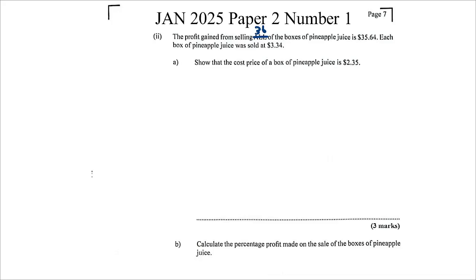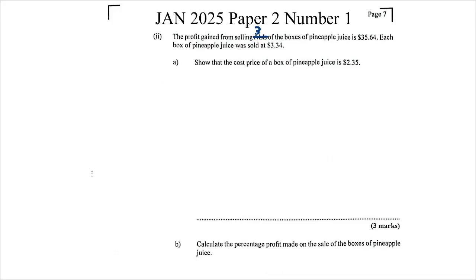The profit gained from selling 36 boxes of pineapple juice is $35.64. Each box of pineapple juice was sold at $3.34. Show that the cost price of a box of juice is $2.35. So first off, we say 36 boxes, we're looking at the profit. Hold on, no. We'll do that after.